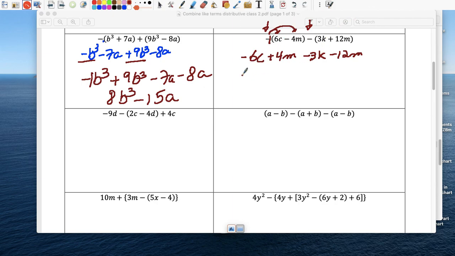Combine like terms, well, let's do it alphabetically. There's no c's. There's no k's, just these two. And then the 4m's and the negative 12m can be combined. And 4 minus 12 is negative 8m.